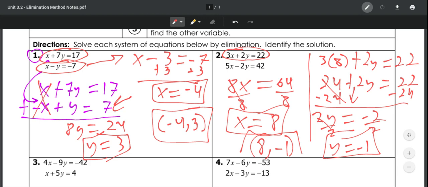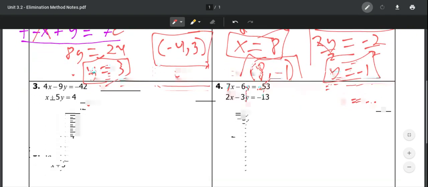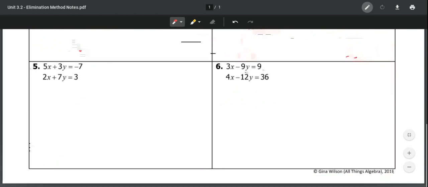I'm going to show you a little bit harder of an example because those two are pretty straightforward and pretty easy. But I wanted you to see those so you could get the gist of what's going on. So let's look at number 5. Number 5 is a little bit different because if you notice, when I look at these two equations, there's not really anything. I can't just divide or multiply by negative 1 to get something to cross out.